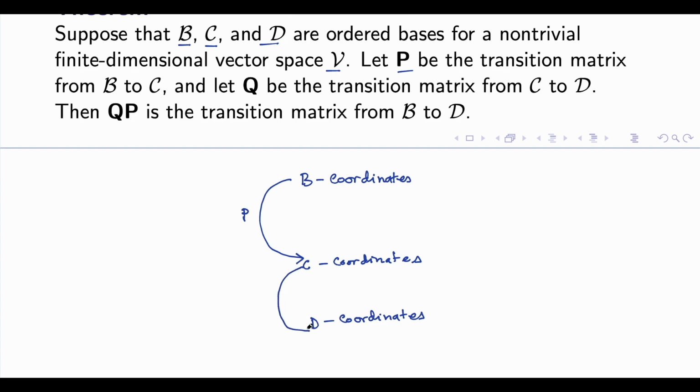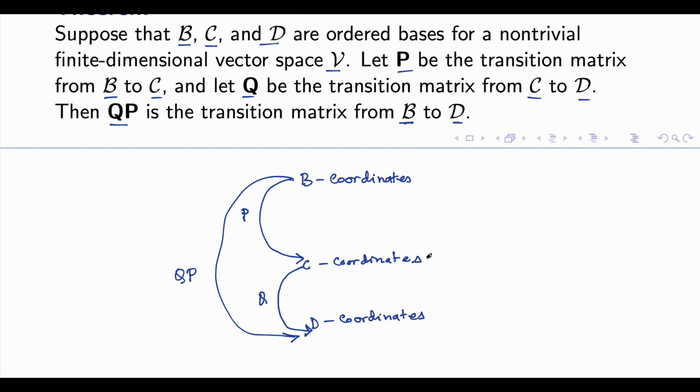And from C to D, this is what the theorem says, you have a transition matrix Q. And since we know the transition matrices, if I want to go from B directly to D, what I will do is QP will be the transition matrix. I multiply Q, then P, and I will reach directly from B to D. This is what this theorem says. So P is the transition matrix from B to C, and Q is the transition matrix from C to D, then QP will be the transition matrix from B to D directly, right?